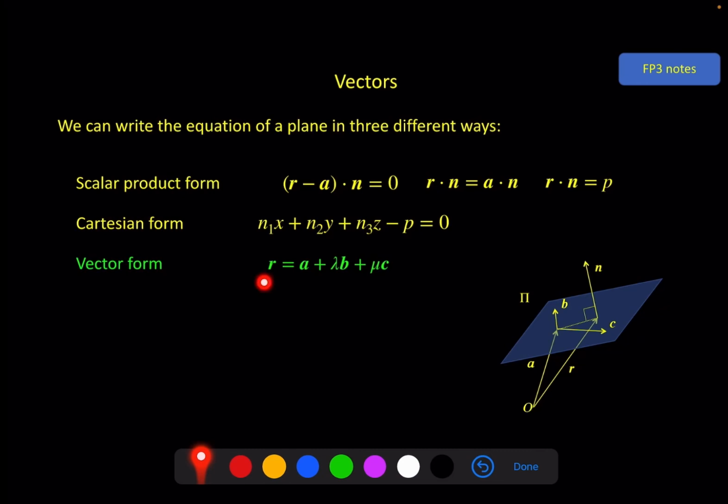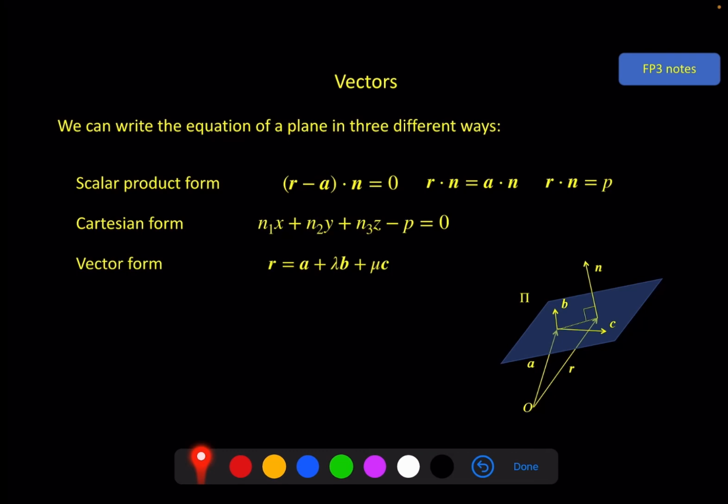And we don't need to do anything with this. This is it. The position vector of r is equal to the position vector of a plus some multiple of a vector in the plane plus some multiple, notice a different multiple potentially, of a non-parallel vector in the plane.